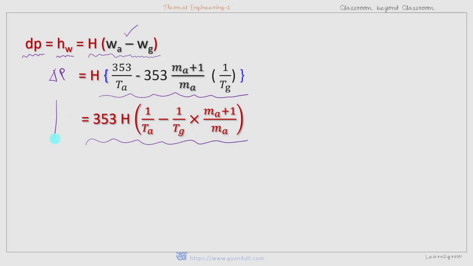So this is the relation for height of the chimney and the pressure difference dP, which is equal to Hw. So Hw, millimeter of water, or kg per meter square, is equal to this one. So this is one important formula for calculating the height of the chimney, or to calculate the differential pressure if the height of the chimney, temperature of the atmospheric air, and temperature of the hot gases are known.